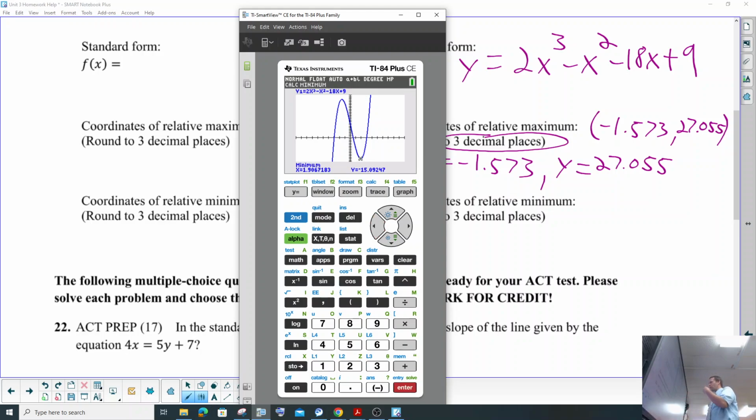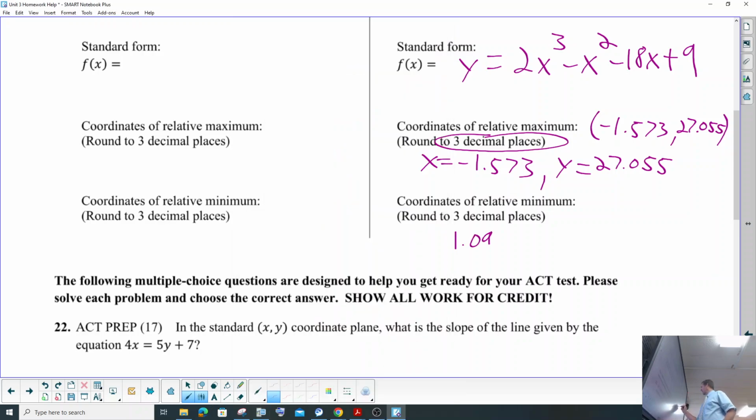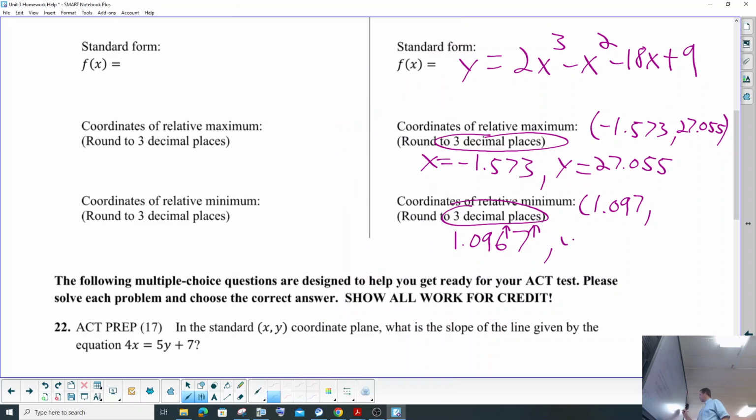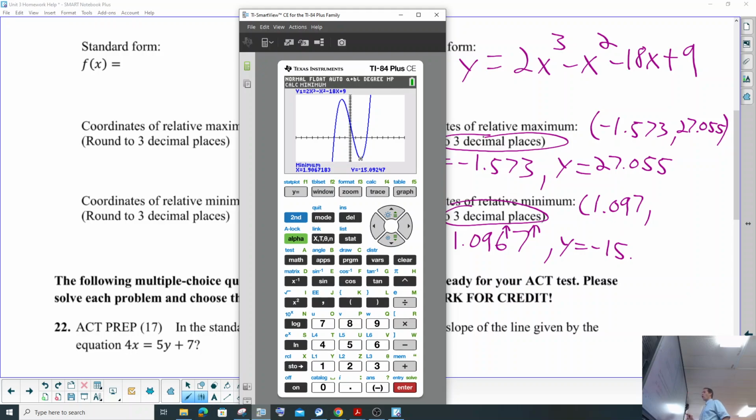And so now we have 1.0967 for the minimum. It says 3 decimal places, so that 7 is going to round the 6 up to a 7. So we get 1.097, and that's for the x value. The y value is negative 15.0924.